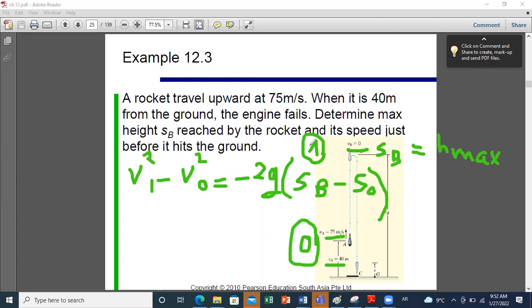Now, if I replace in my equation, what is the only unknown in this equation? SB. Exactly. The velocity at point B is known, VB is 0, so V1 cancels out. I replace V0 by 75, I replace G by 10. In general, G is 9.81, but for simplification we can take it 10. If they don't specify for you, it's fine to use 10, and the variation in calculation will be very small. So this is how I can find SB.